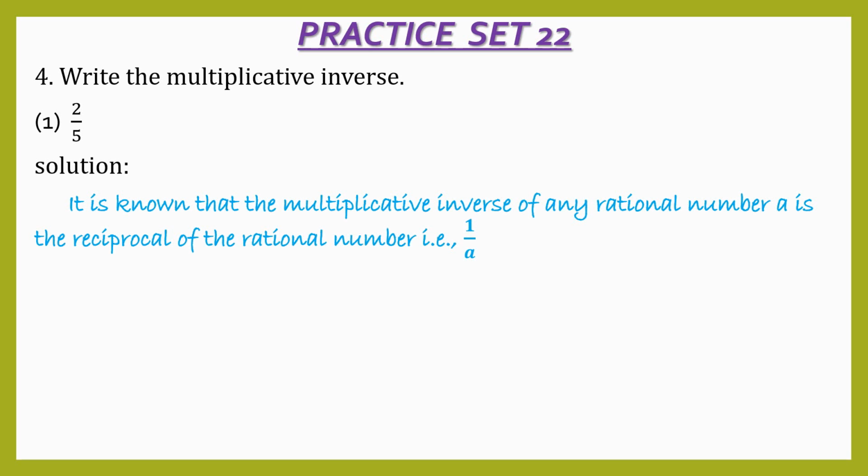Solution. It is known that the multiplicative inverse of any rational number a is the reciprocal of the rational number, that is 1 upon a. So, multiplicative inverse of 2 upon 5 will be equal to 1 upon 2 upon 5, which is equal to 5 upon 2. Hence, our final answer is multiplicative inverse of 2 upon 5 is 5 upon 2.